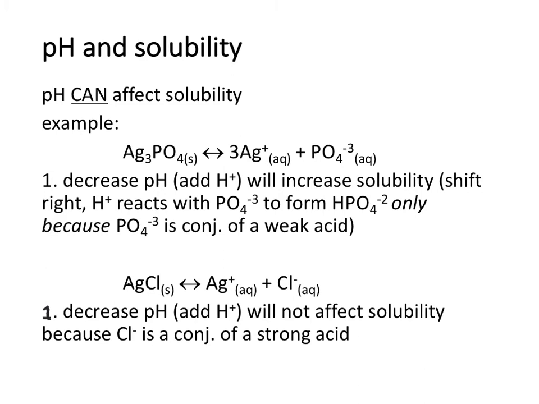So if we look at another example, another silver-containing salt, it breaks up into Ag plus and Cl minus. Now in this particular case, if we make the same change, decreasing the pH by adding H plus, solubility actually isn't going to change. The reason is that when I add H plus, this Cl minus is not going to behave as a base. That's because it's the conjugate of a strong acid, and subsequently doesn't behave as a base in solution. So there aren't any species that want to react with the H+. So solubility for this particular substance is going to be unaffected by the addition of H+.